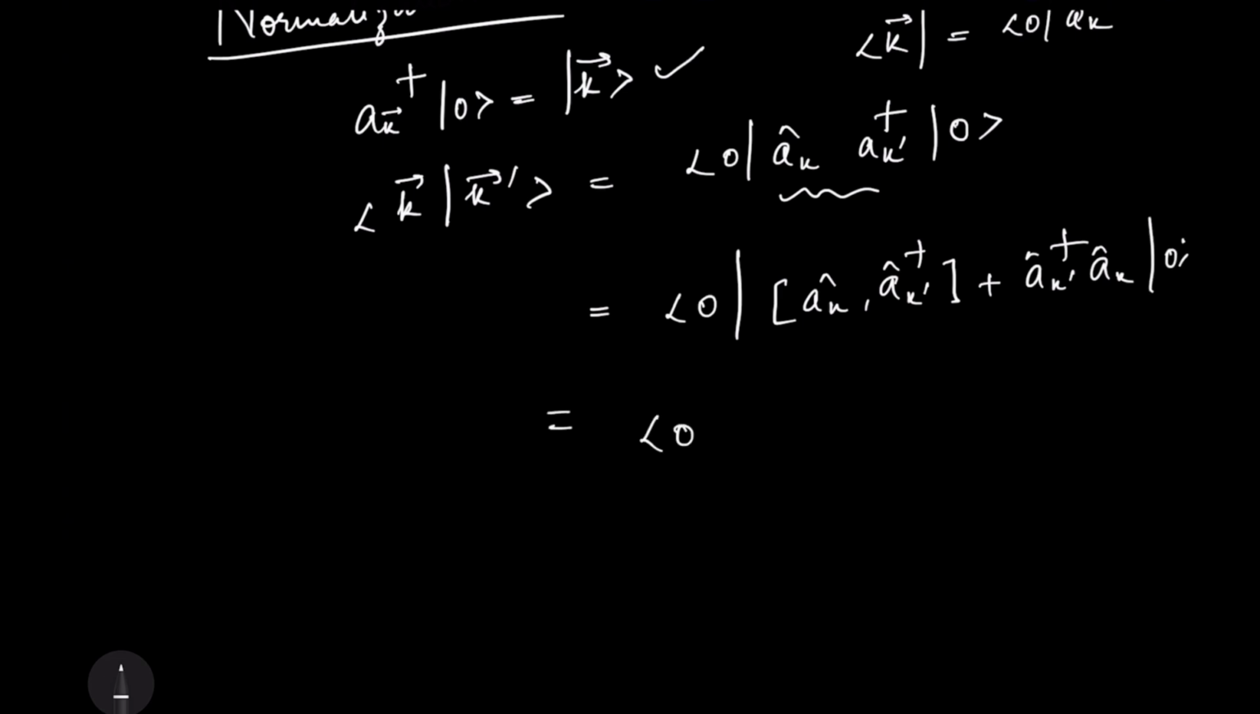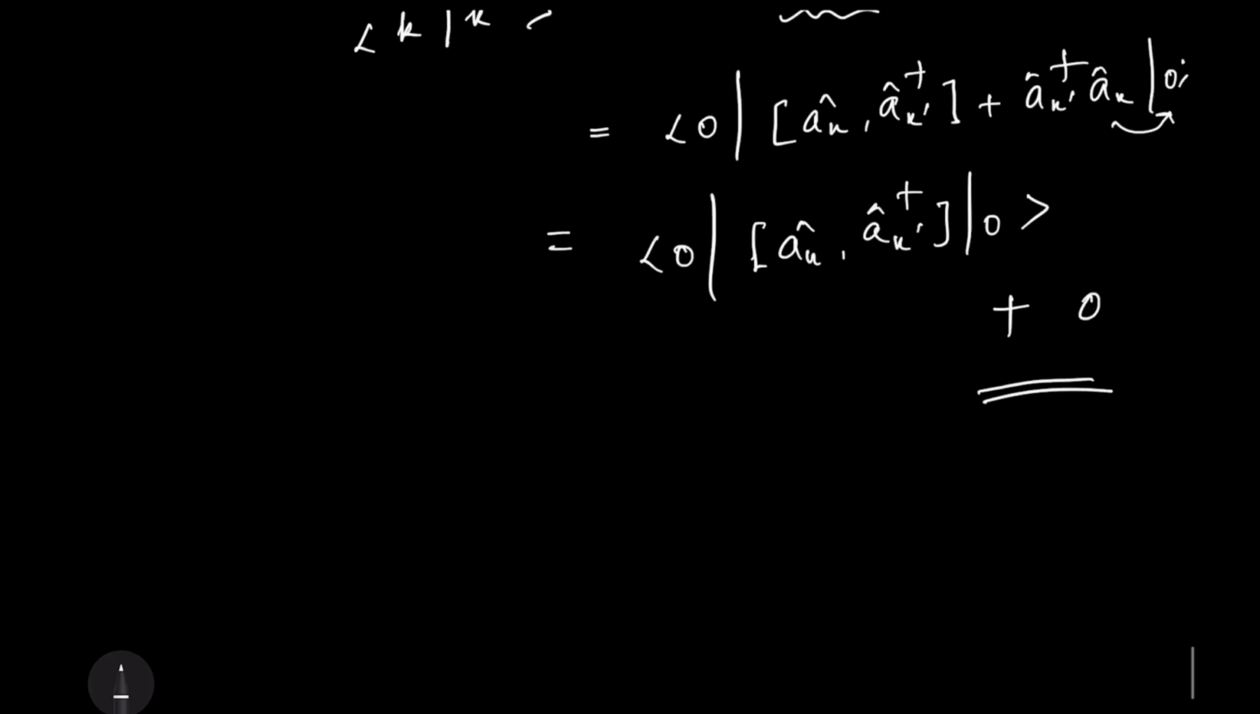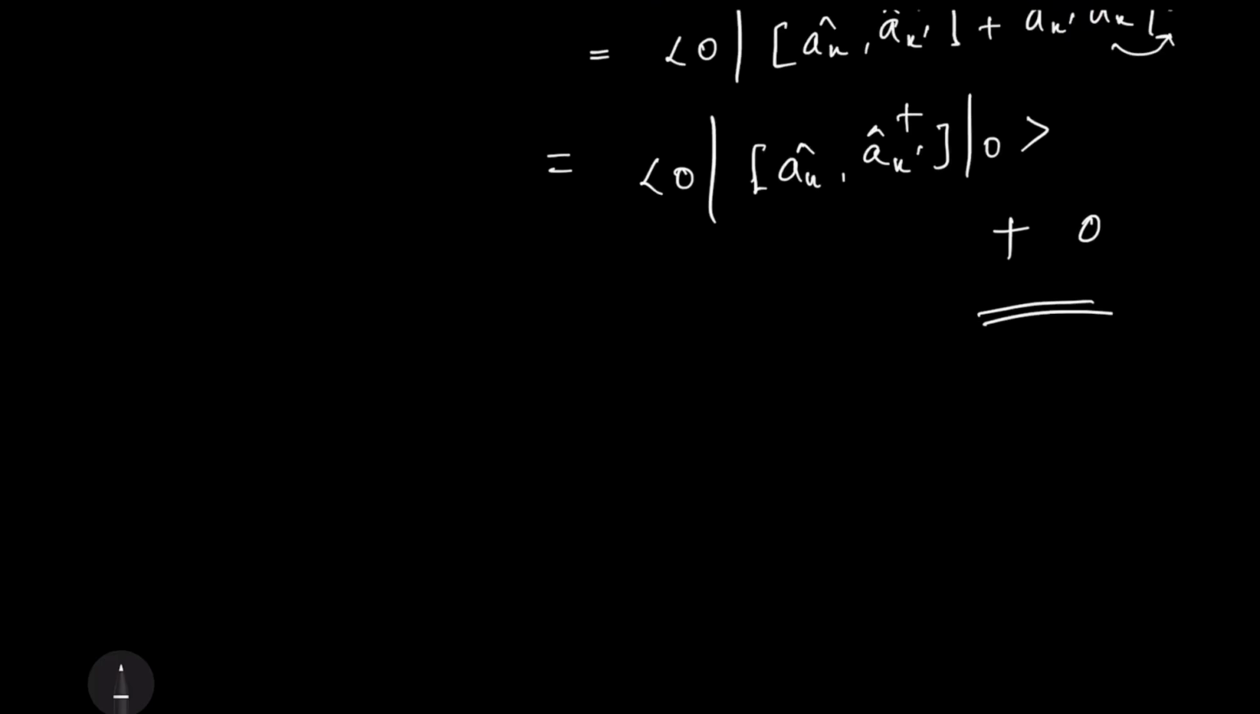So this will be the expectation value of a_k' dagger commutator plus, so here a_k acting on 0 will be 0. So whatever the other operation is does not matter because it is 0. So what is the expectation value of a_k dagger? That will be, we already know, 2 pi cube delta cube of k minus k prime.